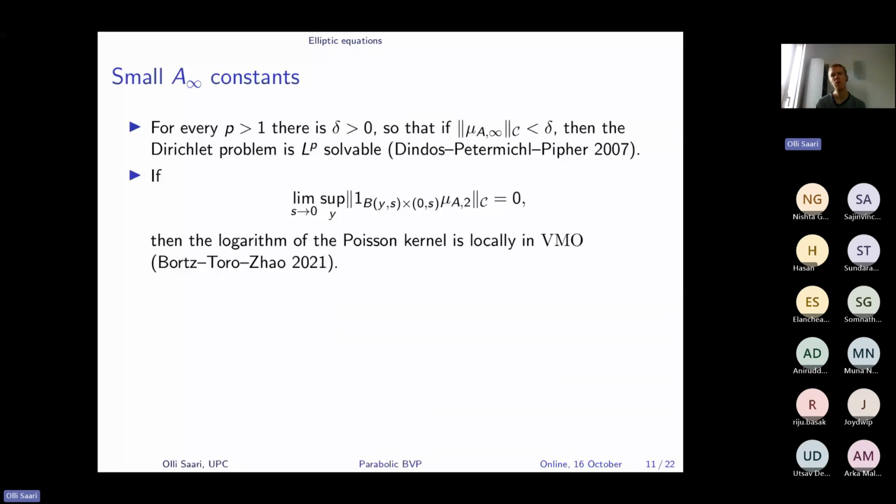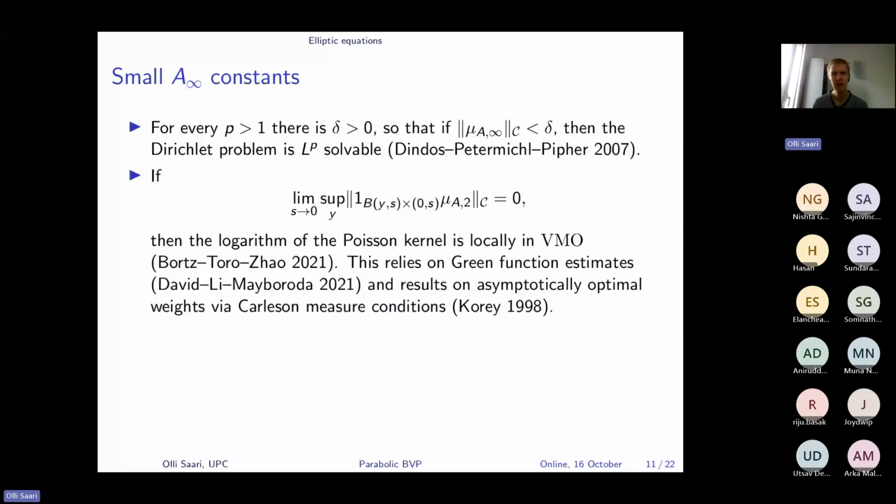And now, when the matrices for the equations are this good, then the logarithm of the Poisson kernel for the corresponding equation is locally of vanishing mean oscillation. And now Poisson kernel is just a word to mean the density of the elliptic measure. Okay, so this is a result of Bortz, Toro, and Zhao from '21.